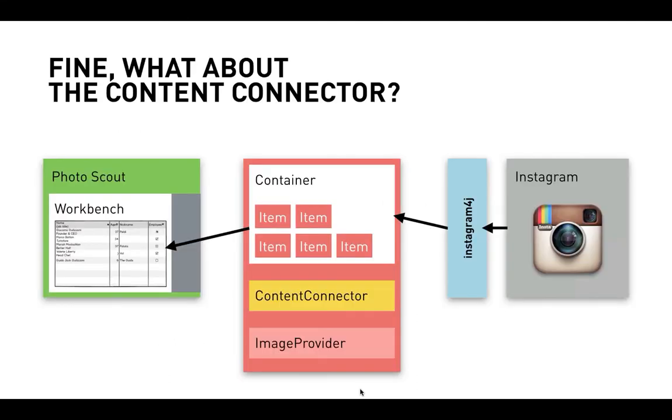Fine. So we've covered some Vaadin topics up till now. We had the container, we had the item ID. Now, what about the content connector? What does Magnolia add on top of it? Here I just updated the diagram a little bit. You see my data source is Instagram, and I use it through Instagram4J as kind of my service layer.